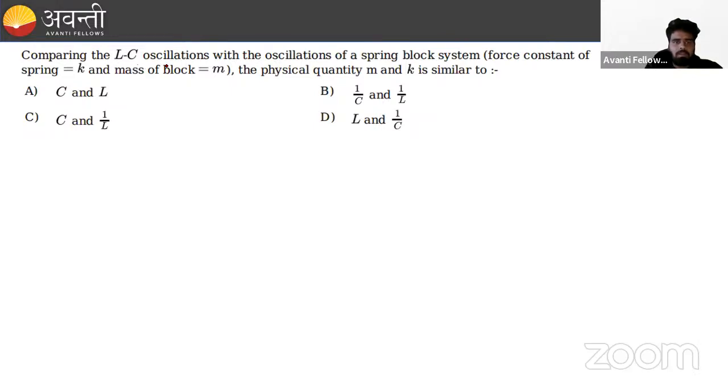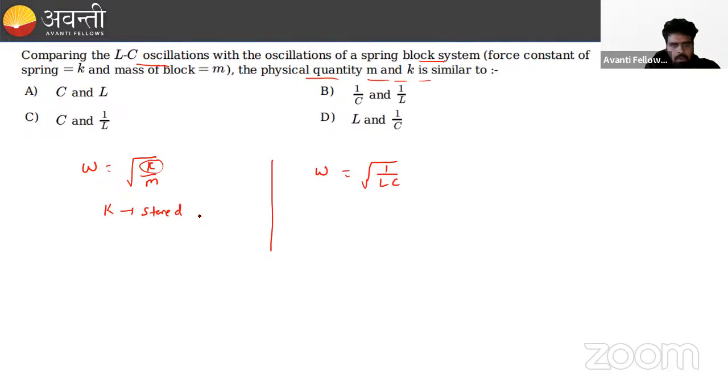What is given here? Comparing LC circuit and spring block system. Which physical quantity is similar to M by K? Just compare this. If you write down the omega in the spring block system, this can be written as root over K by M, right? If you want to write down the frequency in the LC circuit, this can be written as root over 1 upon LC. We know that K stores energy in mechanical form. Spring stores energy in mechanical form.